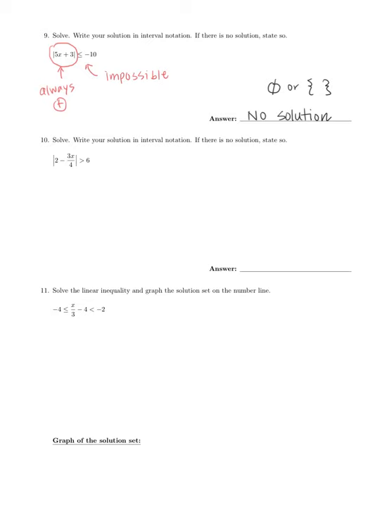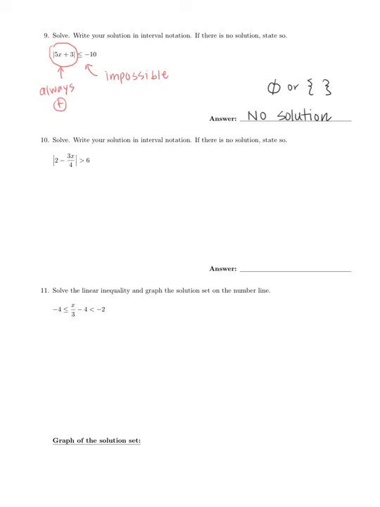Okay, so now let's look at number 10. Solve, and write your solution set in interval notation. If there's no solution, state so. Okay, we got this. First, again, we're dealing with the absolute value. When you drop the absolute value, we're going to have a positive side and a negative side. But here we're given an inequality, whereas the previous examples were equations. Anyways, let's just do this.